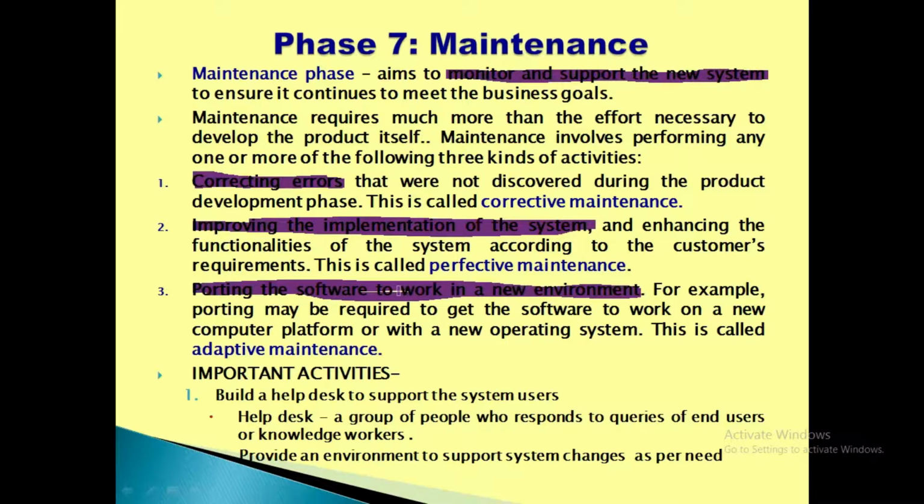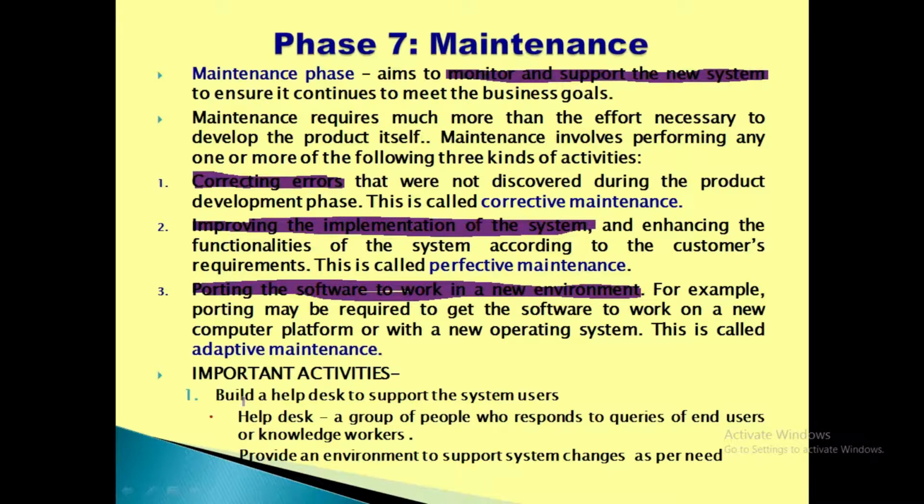The third part is adaptive maintenance, porting the software to work in a new environment. This is called adaptive maintenance, where the software is ported to the new environment and tried so that it can adapt easily. For example, porting may be required to get the software to work on a new computer platform or with a new operating system. If the software is to be used on two machines, one having a Windows operating system, the other having a Linux operating system, in both the cases, how to adapt the software to both these new environments. This is called adaptive maintenance.